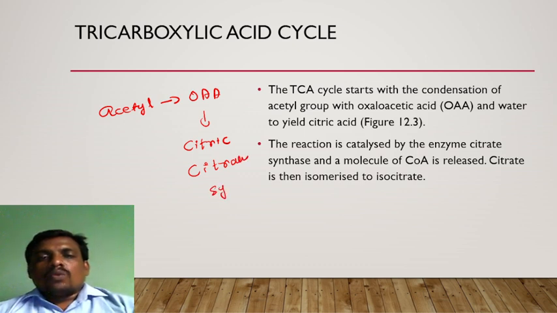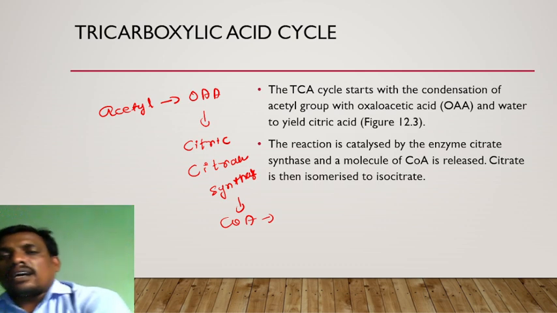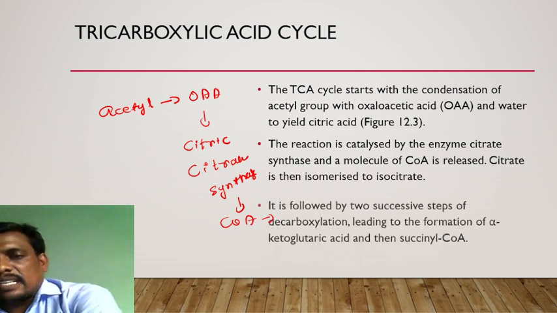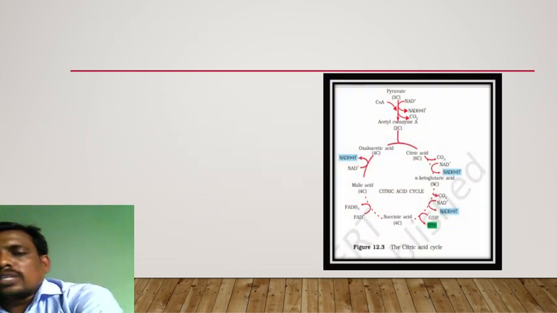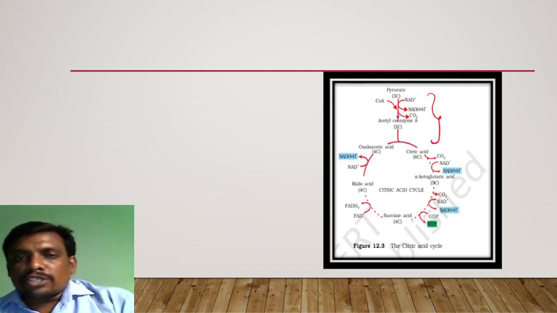Synthase. What is that enzyme called? Citrate synthase. And a molecule of coenzyme A is released. Citrate then is isomerized to isocitrate. Now let me show you that cyclic form. Okay, you can see the link reaction here.